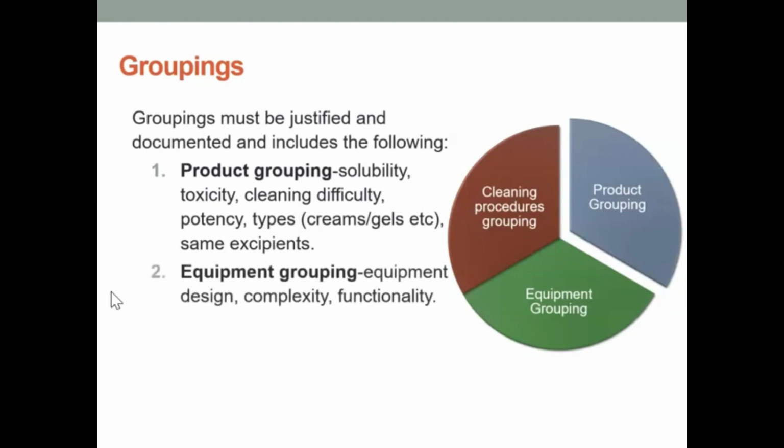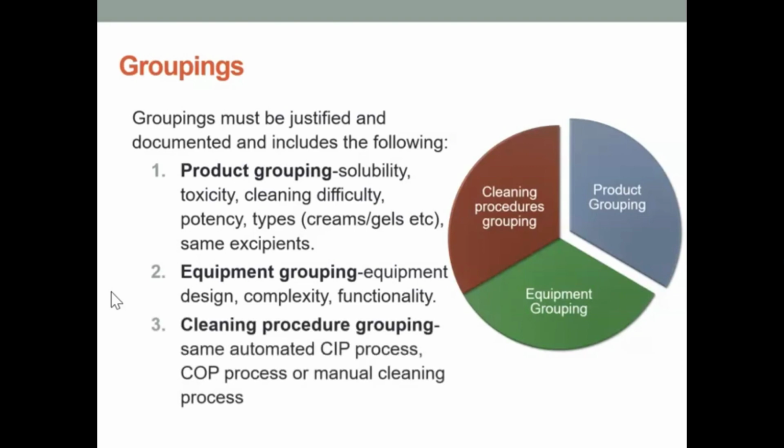Equipment grouping is an alternative way you can do it, so you can look at equipment of the same design that has the same complexity and the same functionality and design a cleaning process that will work for that. And the third type of grouping you can make is a cleaning procedure grouping. So this works particularly well where you've got an automated clean in place process or a clean out of place process, or for a manual cleaning process where your cleaning procedure is going to be the same for a number of different cleaning processes.